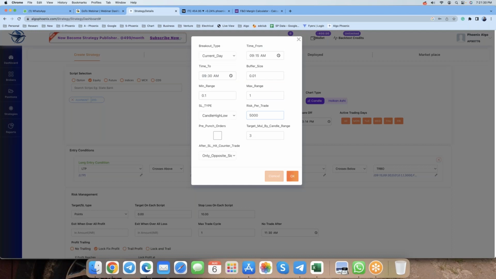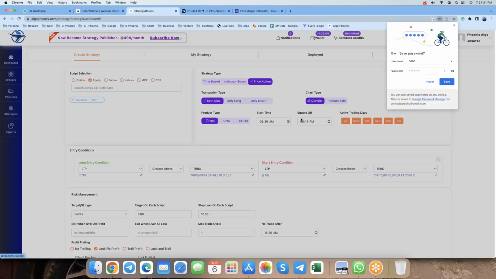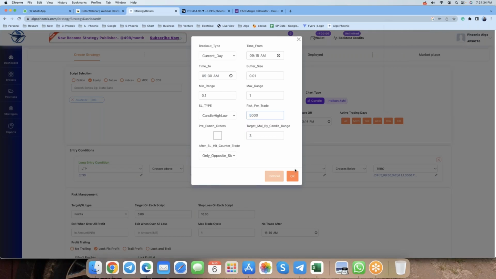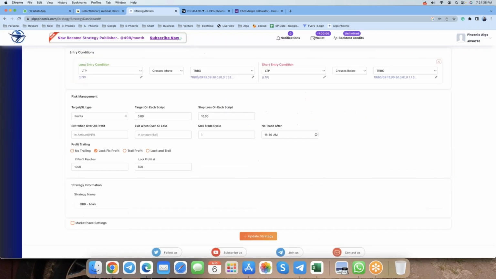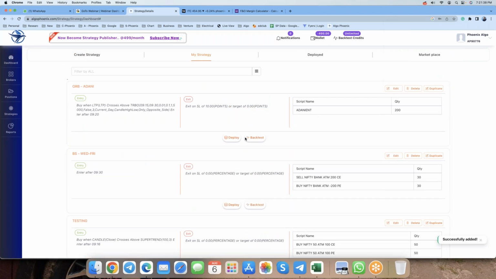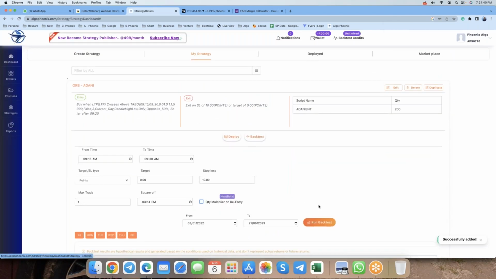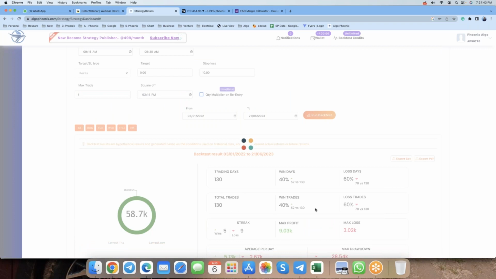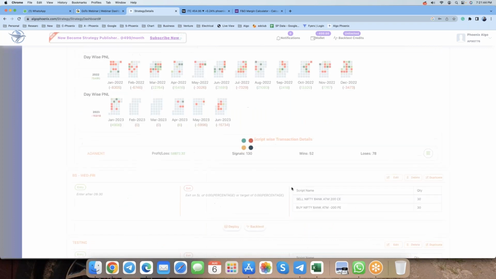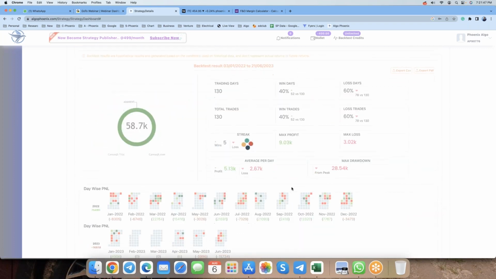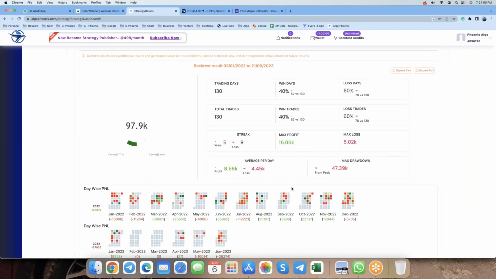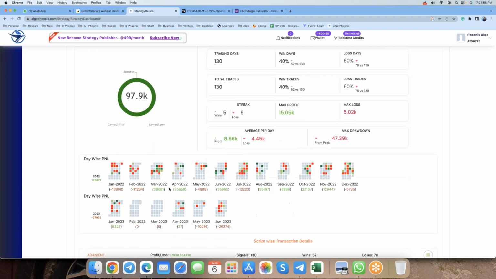I can't go more than 5,000, because it is almost like 10% of my capital at risk on any particular day, which is not favorable. So I should not take more risk on this particular stock. Now let's see what results come. 58,000 has gone to a lakh of profit, and I'm able to hit a profit in most of the months. Still, I want all of these to come into a profit range.